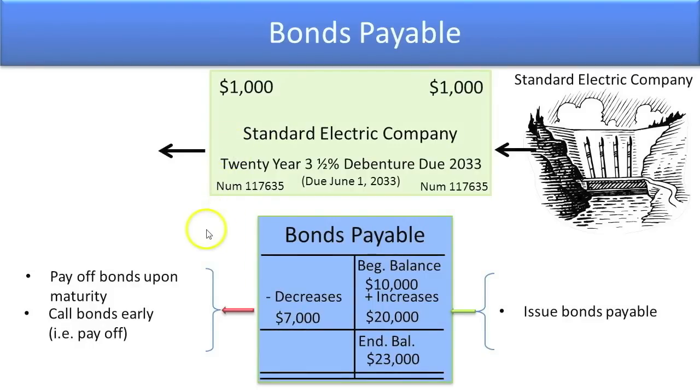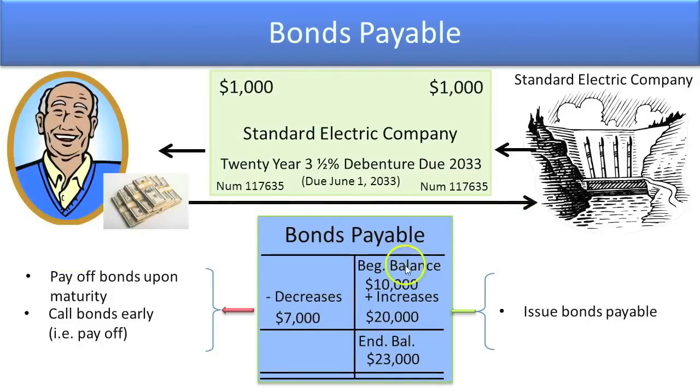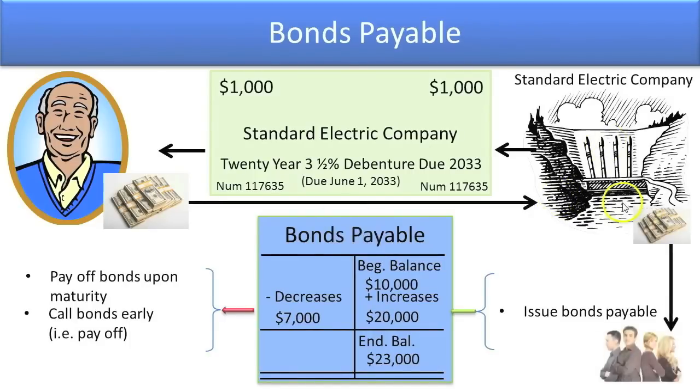If investors were to purchase these for $20,000, bonds payable would increase by $20,000, and the company's assets would increase by an equal $20,000. If Standard Electric chooses to pay off some bonds, it will decrease its bonds payable, resulting in an ending balance of $23,000.